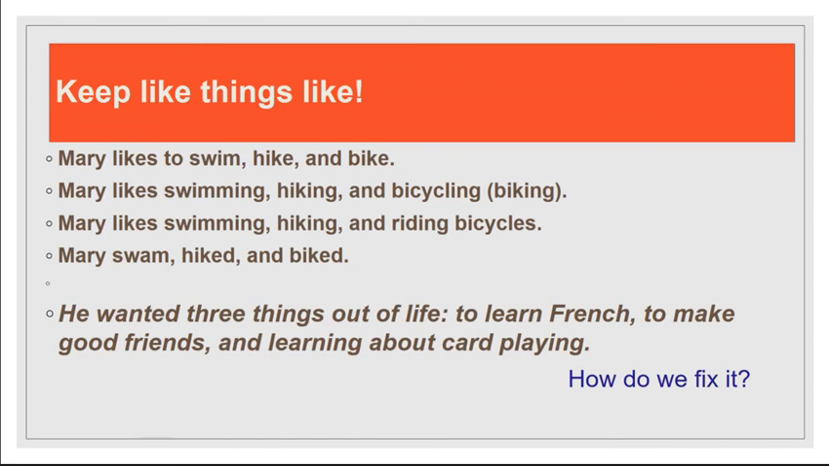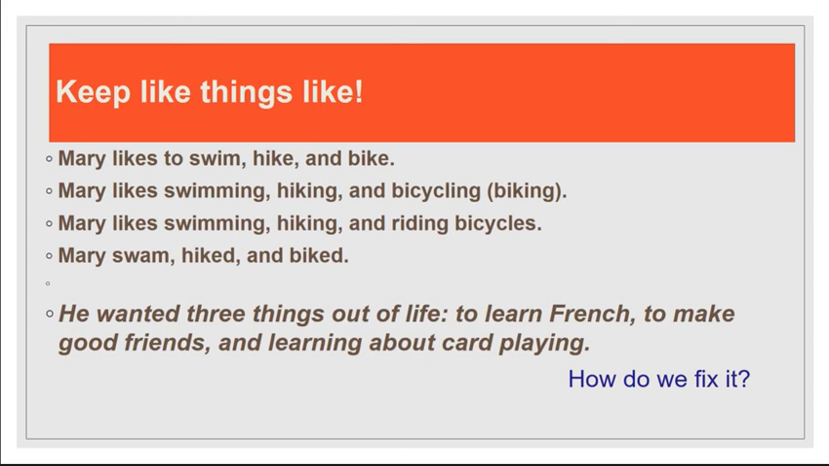Mary likes to swim, hike, and bike. Mary likes swimming, hiking, and bicycling. Mary likes swimming, hiking, and riding bicycles. Mary likes to swim, to hike, and to bike. Mary swam, hiked, and biked. All of these things work just fine, but what if I said Mary likes to swim, hiking, and biked? What? Mary likes swimming, to hike, and riding bicycles. Parts of this sentence do not work together. They don't share the same form.